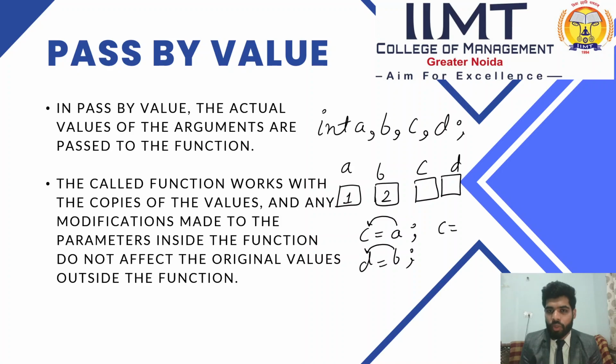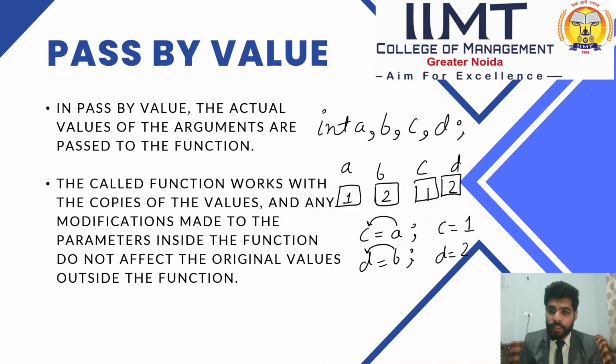So what will be the new values of c and d? c equals a, that means 1. d equals b, that means 2. The values of c and d will be 1 and 2. Okay, you have understood this part. c equals 1 and d equals 2. Now if we make any changes to the values of c and d, will it reflect on the original variables, that is a and b?